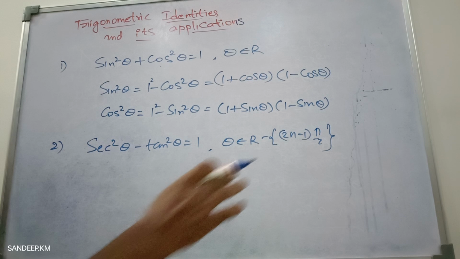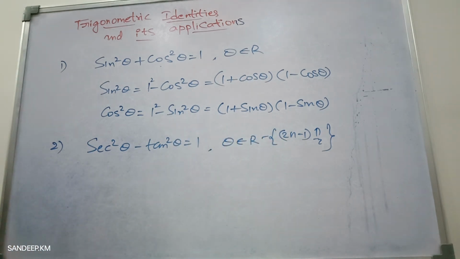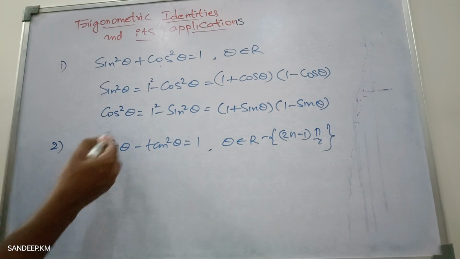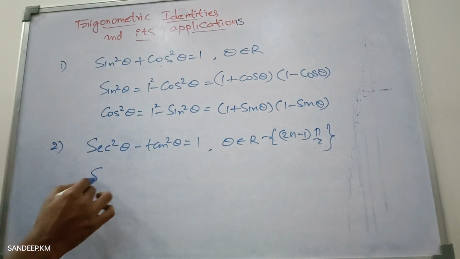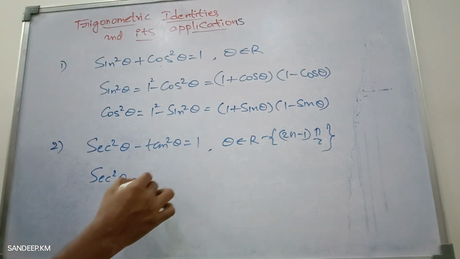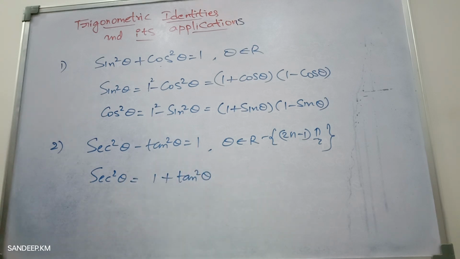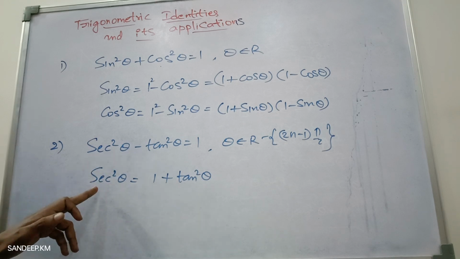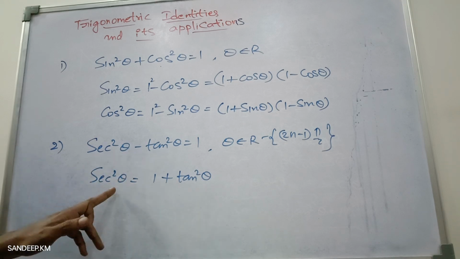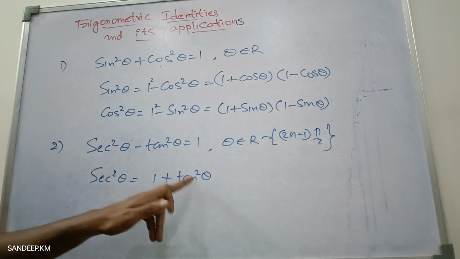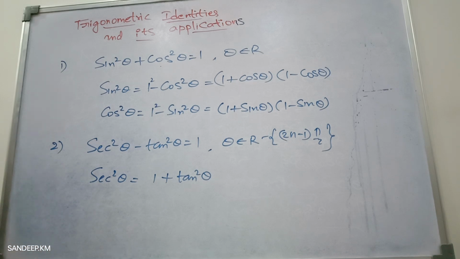Remember this, the conditions, what are theta values, what are possible theta values. Okay, and how do we use it in the problems? Very simple, just follow the previous methods. Sec square theta is equal to 1 plus tan square theta. So whenever you find 1 plus tan square theta in the problems, you can use sec square theta. 1 plus tan square theta is equal to sec square theta.